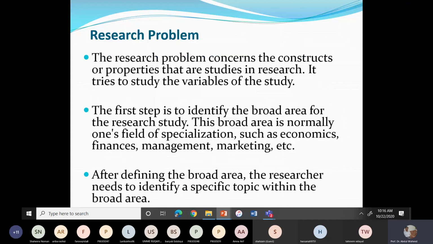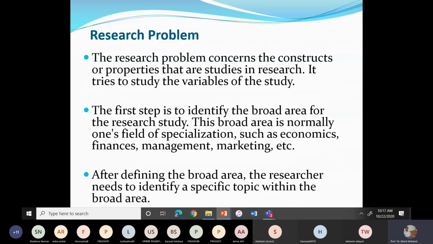Then we have research problem. This is the first step. Okay. For any research, just like I said in my last class, you have to find out your research problem and then you have to define your research topic, a title. What would be the title of your research? So research problem basically concerns the construct or properties that are studied in research.